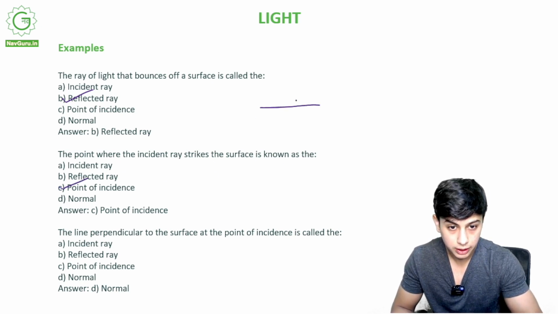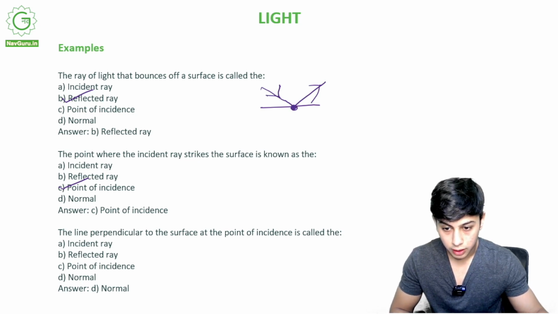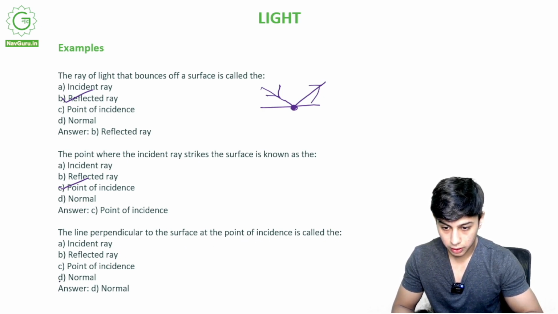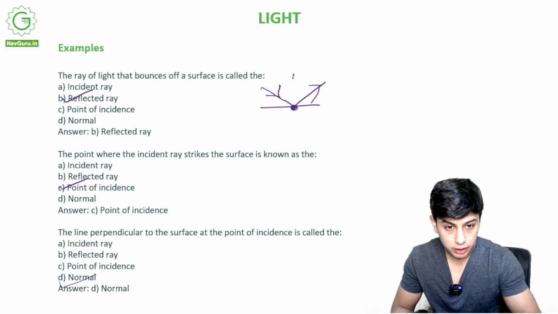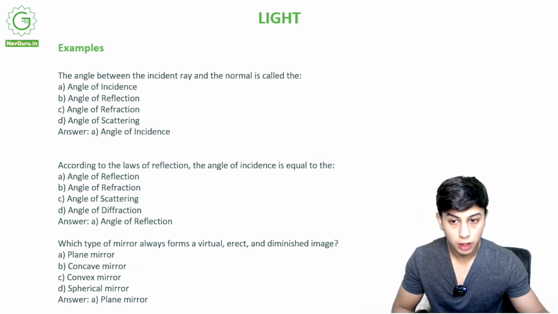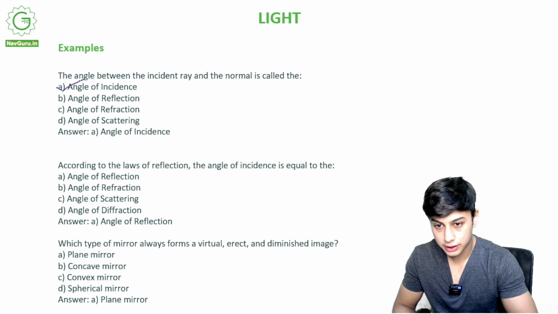If you remember, like this: incident ray, reflected ray, point of incidence. The line perpendicular to the surface at the point of incidence is called the normal. This is the normal. The angle between the incident ray and the normal is called the angle of incidence.